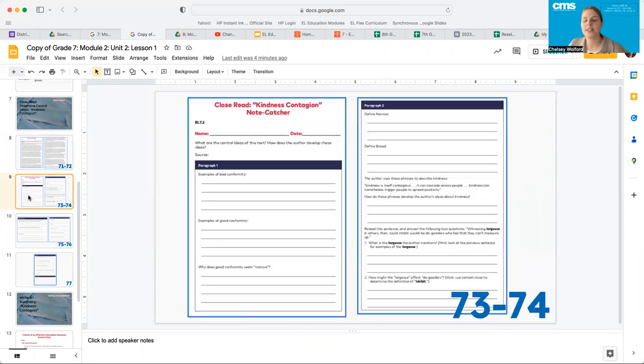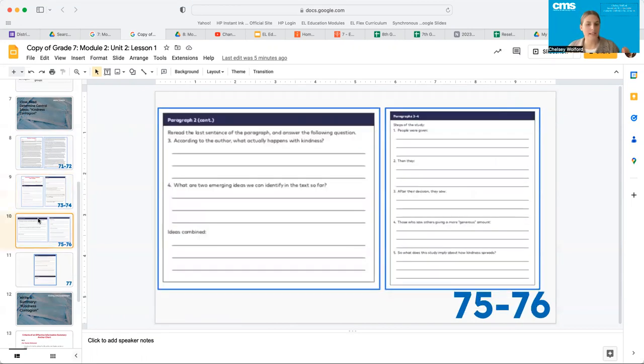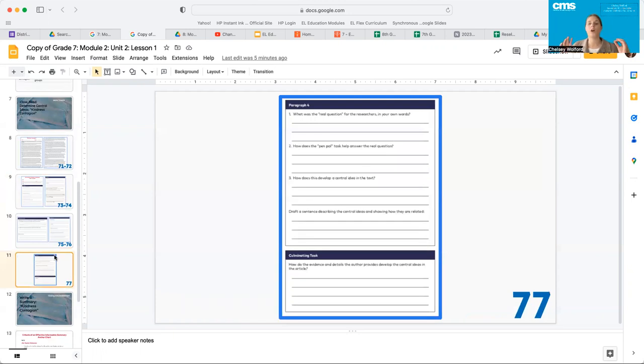All right, guys, so you're going to notice that there is a note catcher that goes with your close read of Kindness Contagion. Your teacher might want to choose for you guys to read through that again, okay? This time, knowing that you've already annotated, you're looking to be able to answer all these questions. So it breaks it apart paragraph by paragraph, and it asks you some text-dependent questions. So it's quite lengthy. So I'm going to leave you guys to work through this now. Work with your elbow partner on this. However your teacher wants you to do this is completely up to your teacher. And then you guys will come back together, and I'm going to go over just a few of the highlights with you, okay? So come back to me when you're ready.